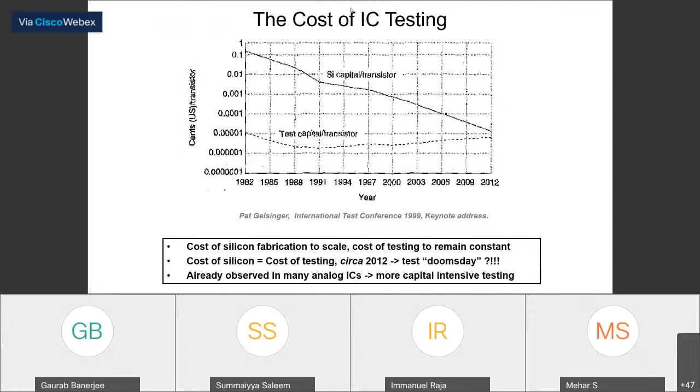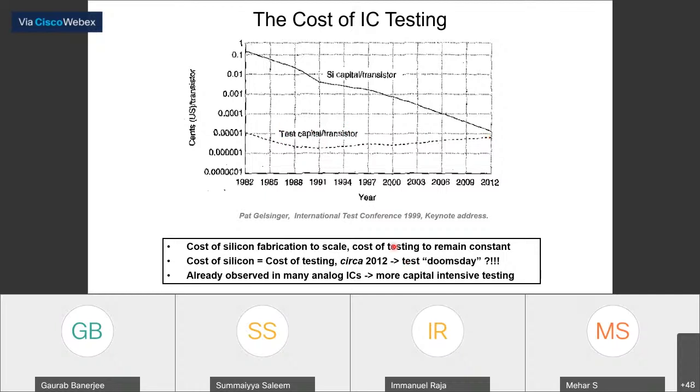Yes, sir. Okay, so then there is this cost of test. Another thing that was observed by Pat Gelsinger was that way back in 1999, the cost of testing had more or less remained constant, and it was supposed to stay constant. Maybe it would actually increase. On a per transistor basis, if you spread the cost of testing across the transistors, it was not changing. That means as you increase the number of transistors on a chip, the cost of test capital was proportionately increasing, keeping this graph flat.